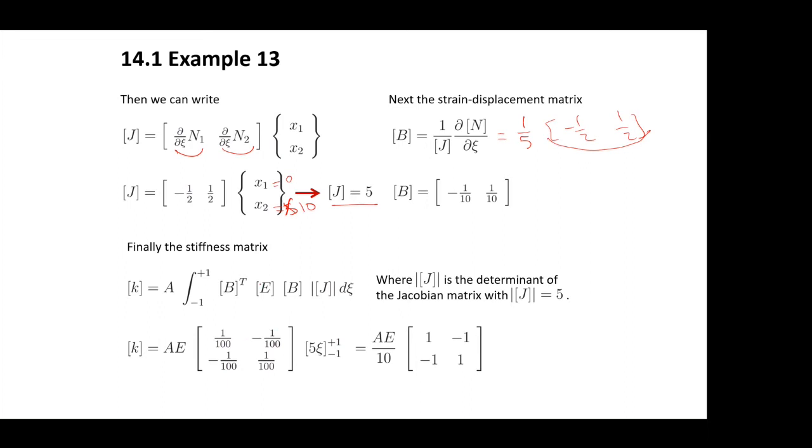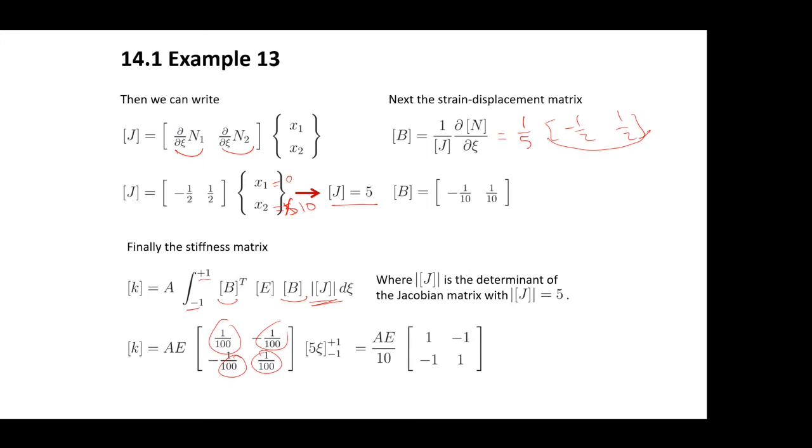Once you have that, you multiply the B matrix transposed by the B matrix, and you integrate over the range minus 1 to plus 1 over xi after multiplying again with the Jacobian. So the Jacobian is again 5 multiplied by these quantities. So this is what you get, the stiffness matrix.